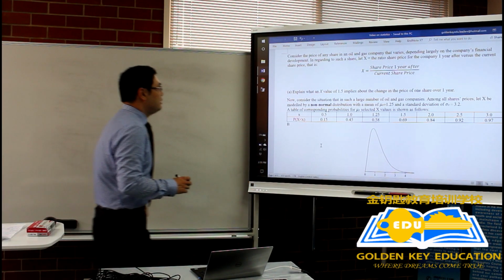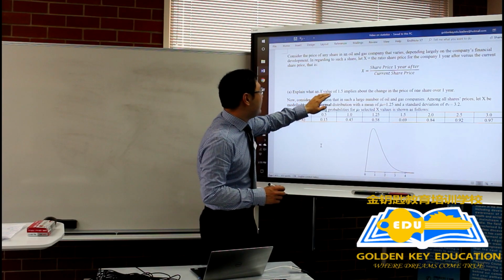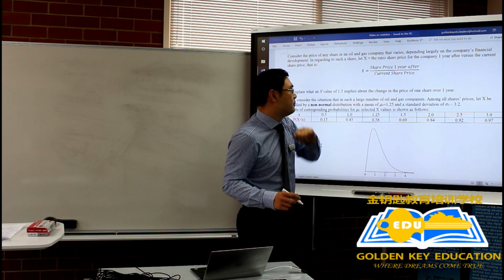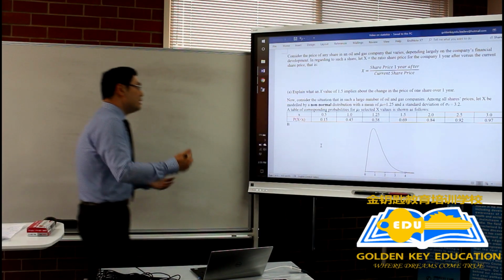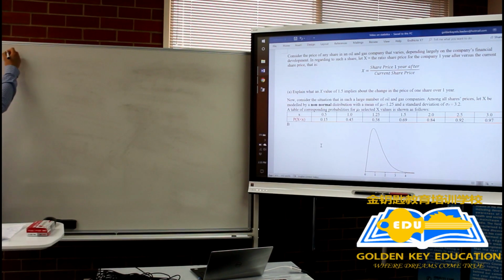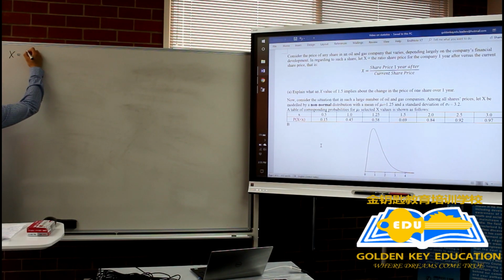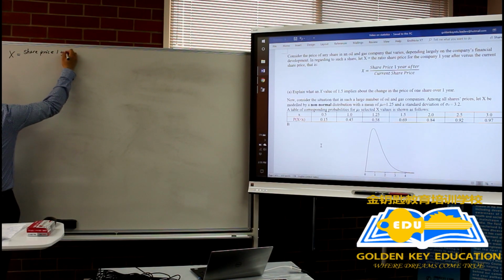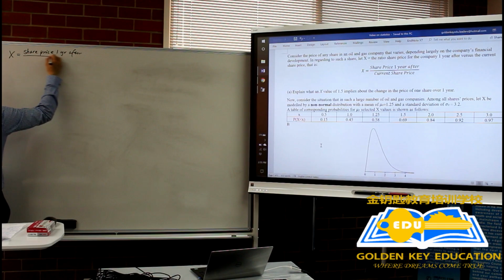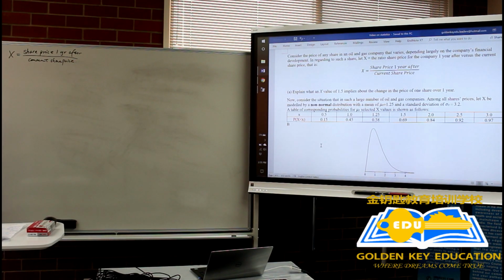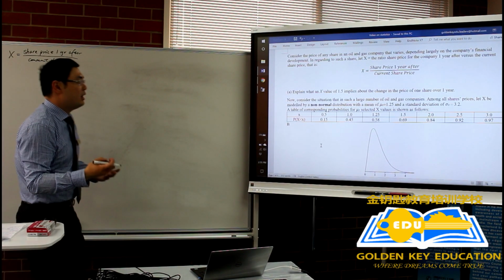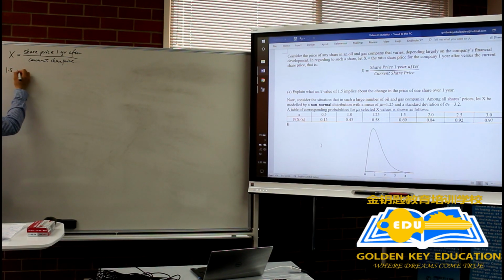In part A, explain what an X value of 1.5 implies about a change in the price of one share over 1 year. Let's take this as an example. We copy the equation down: X equals share price 1 year after over current share price. When you look at this equation, you will understand that 1.5 equals the share price 1 year after versus the current share price.